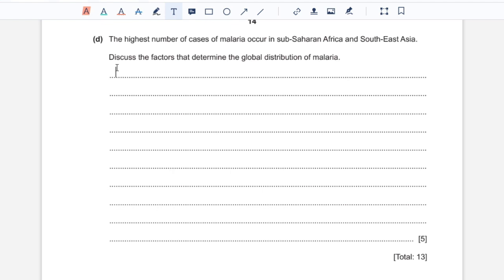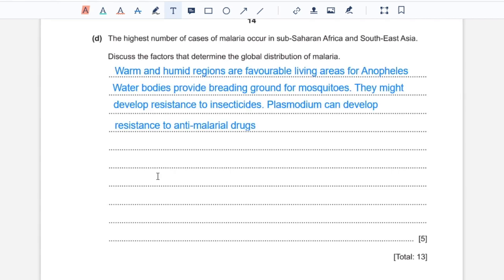Mosquitoes can also develop resistance to insecticides, so eliminating them to break the transmission cycle can be difficult. Another factor is that Plasmodium, the pathogen that causes malaria, could develop resistance to anti-malarial drugs, and so all of those factors could cause differences in the number of cases in different regions of the world. So in the regions where the insecticides no longer work on mosquitoes, or anti-malarial drugs become ineffective on the Plasmodium, the number of cases might rise.